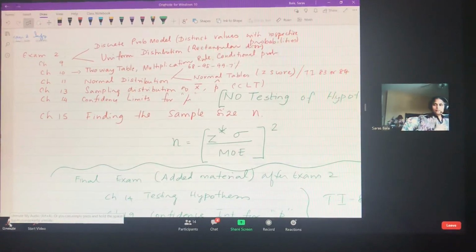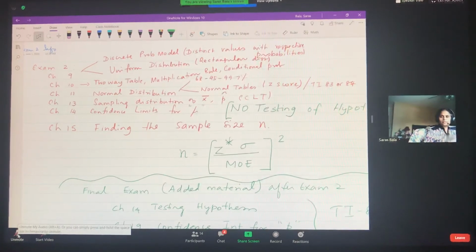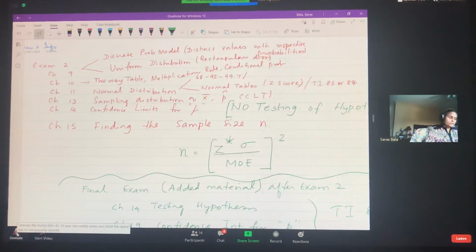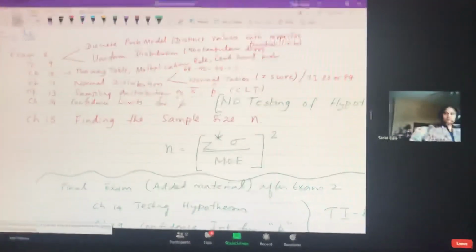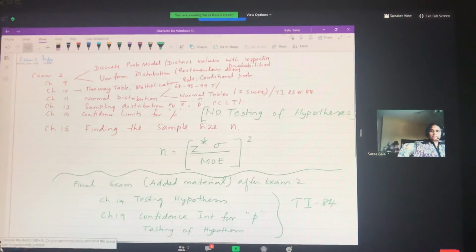So I'm going to start tomorrow. Okay, and then Friday I will do a tiny review on that because we don't have time. We still have one more chapter to cover. So Chapter 14, the confidence interval part is there, and then Chapter 15, finding the sample size is there.